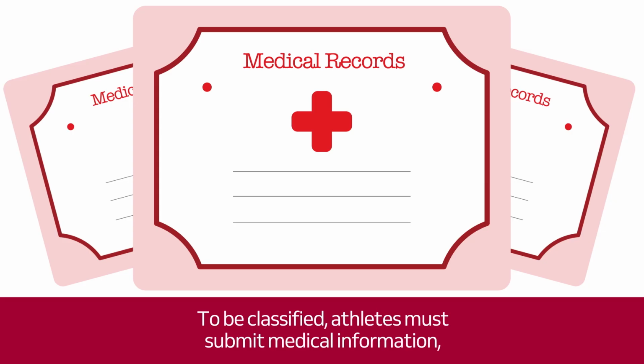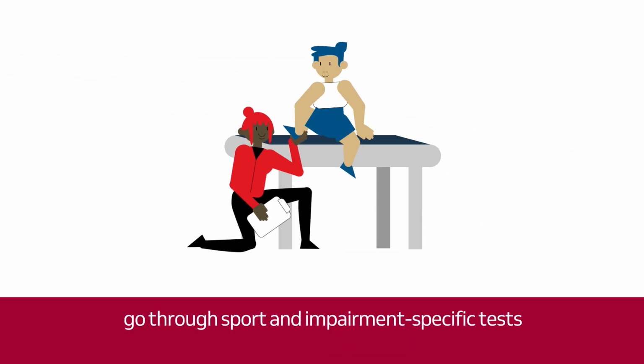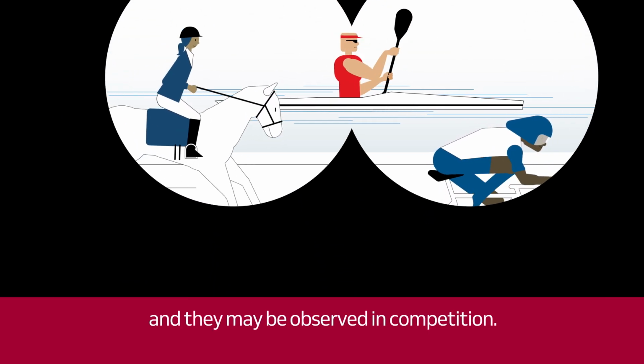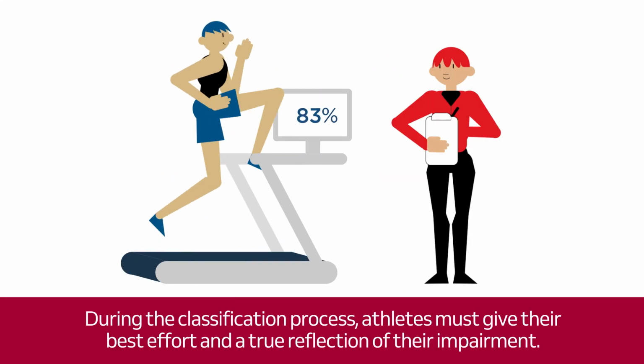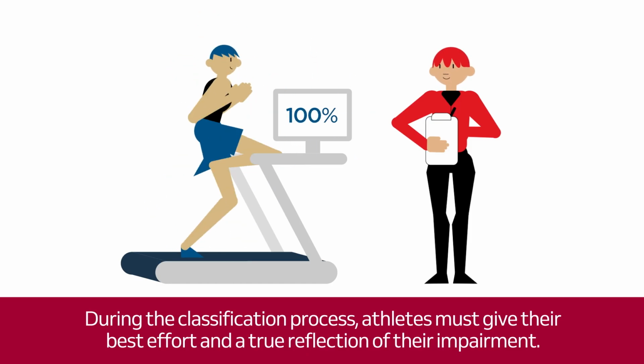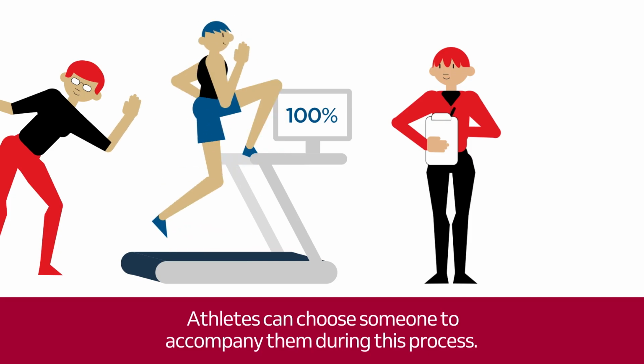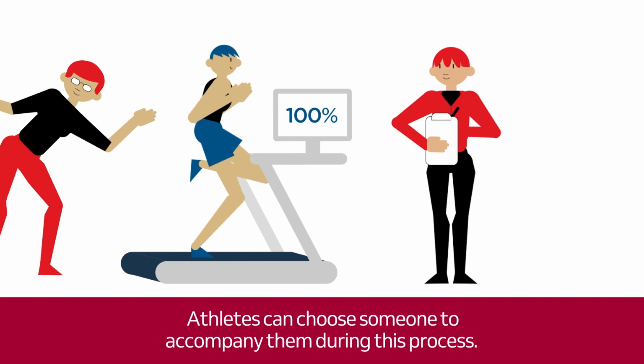To be classified, athletes must submit medical information, go through sport and impairment-specific tests, and they may be observed in competition. During the classification process, athletes must give their best effort and a true reflection of their impairment. Athletes can choose someone to accompany them during this process.